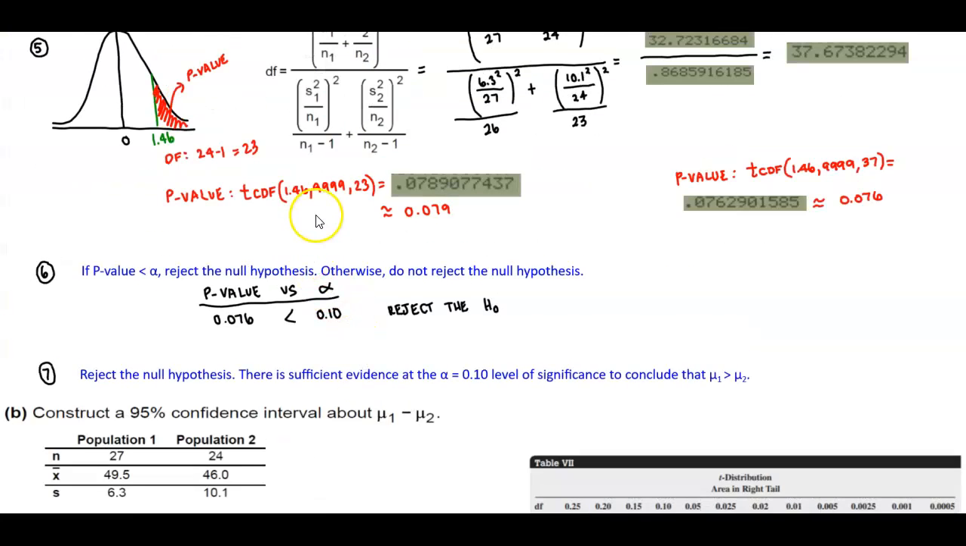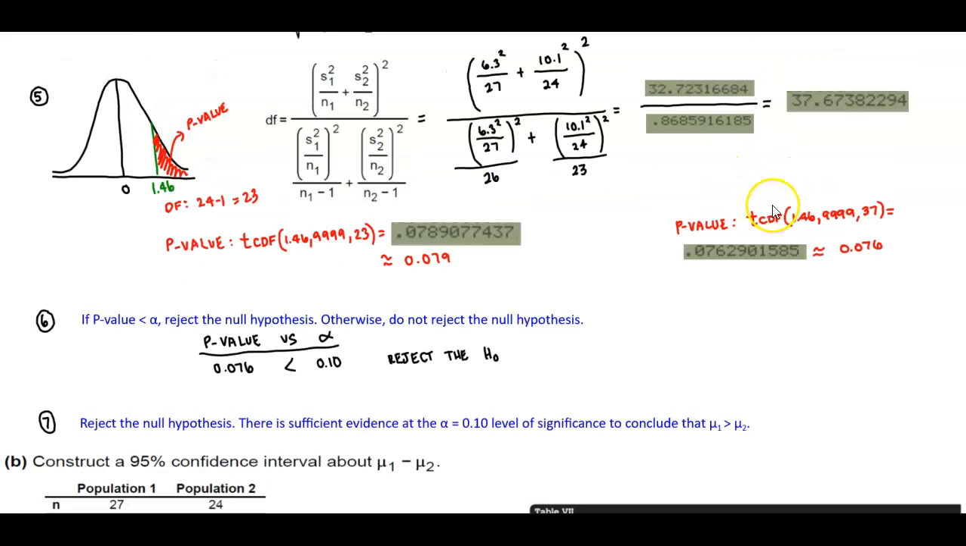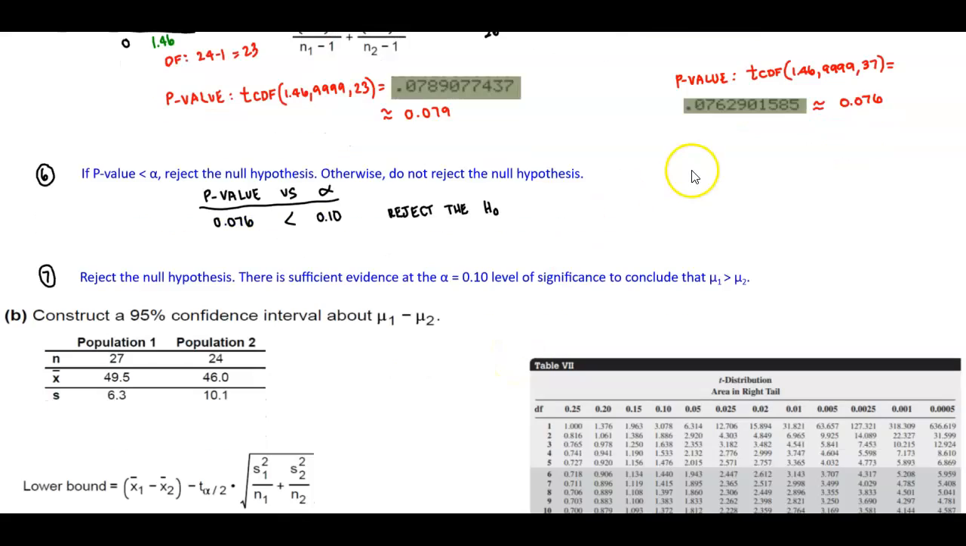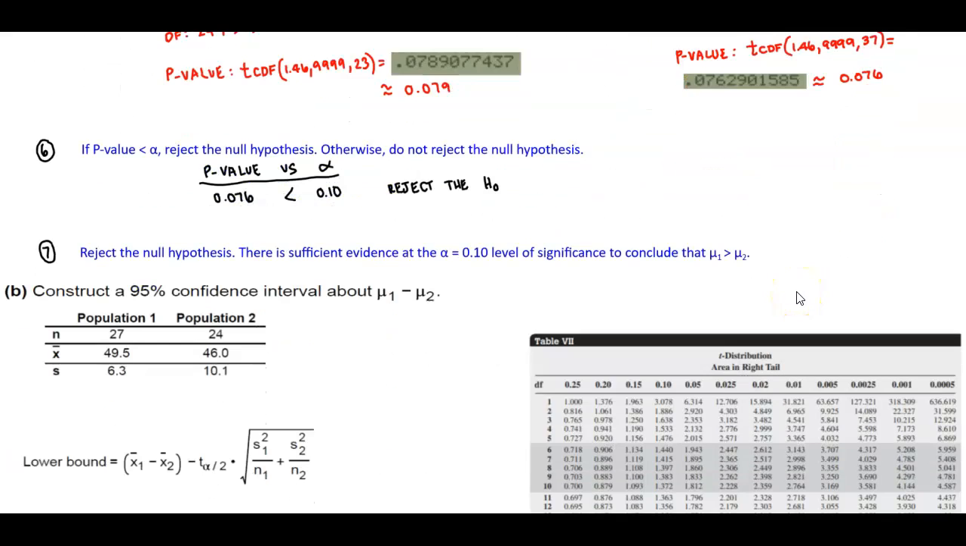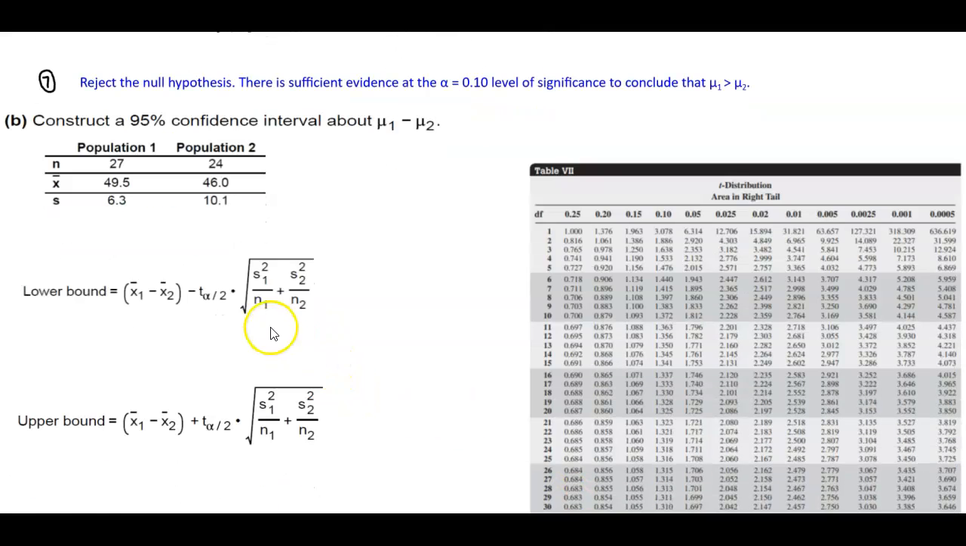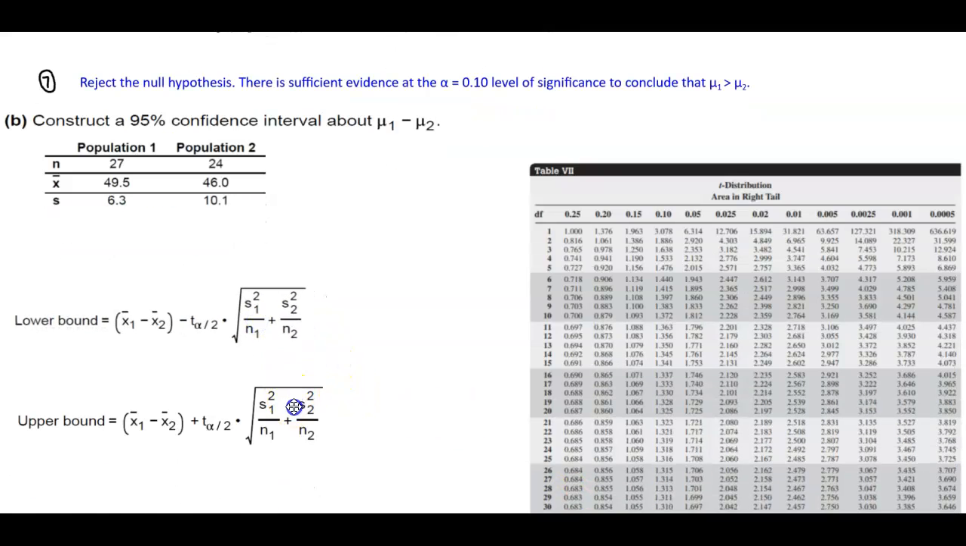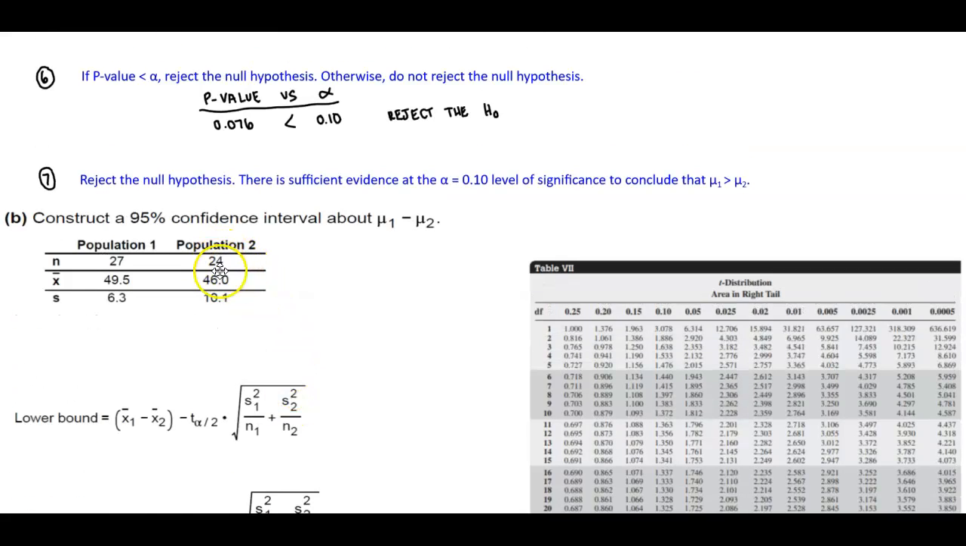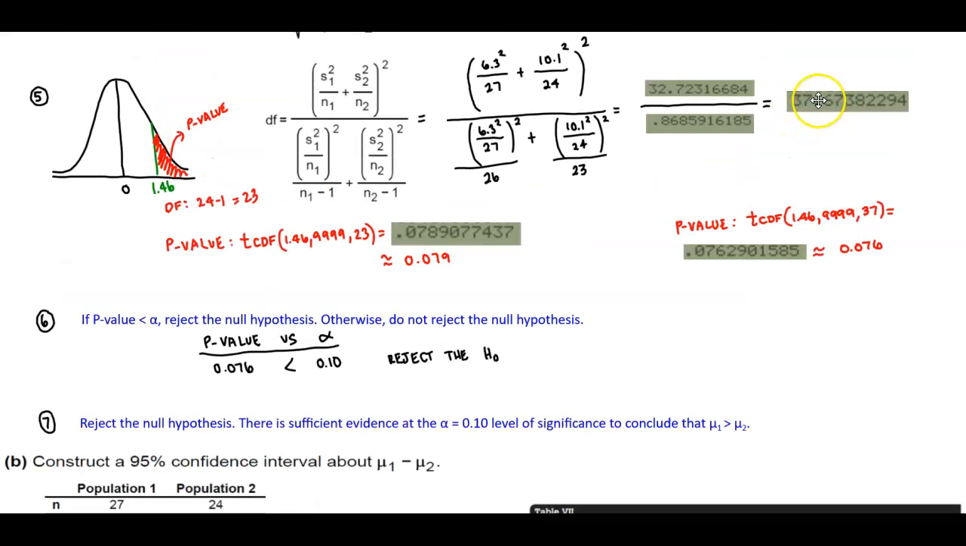Just like we did up here, we found a p-value when we used the degrees of freedom of 23. And we also found a p-value when the degrees of freedom was 37, or we can round that up and use it as 38. So let's first use the degrees of freedom. In order to find the lower bound and the upper bound, we already have our mean, our standard deviation, and our sample size. Now what we want to do is find our critical value. We're going to find our critical value when we use the smaller of the sample sizes minus 1, or we can use this degrees of freedom that we already found.